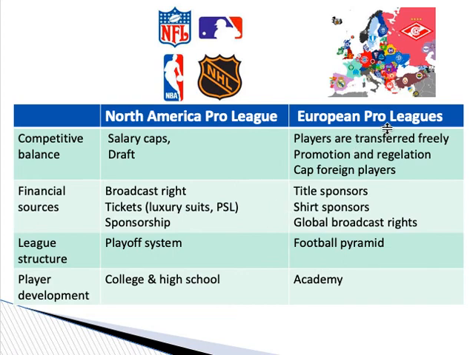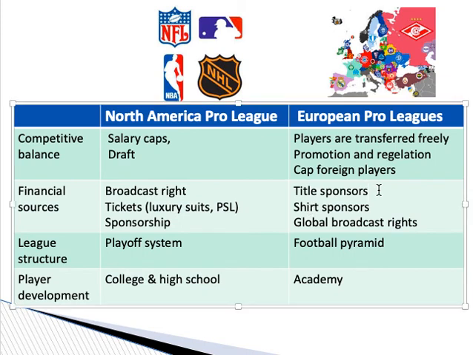Professional sports leagues in Europe also generate revenue from selling broadcasting rights, sponsorship, and ticket sales. At the same time, they also have the title sponsor. So all the professional sports leagues in Europe can sell the title sponsor for the league, right? For the English Premier League, it's called the Barclays Premier League. But professional sports leagues in the US don't normally sell the title sponsor for the leagues, right?